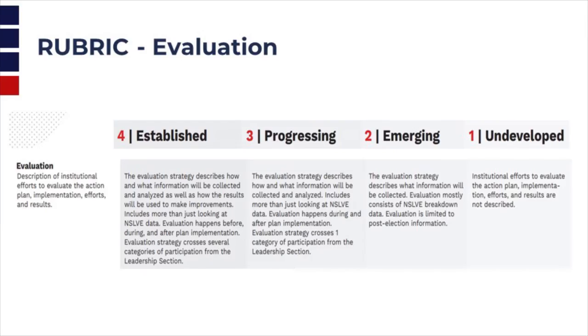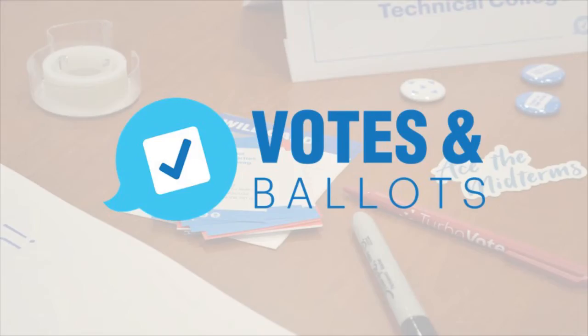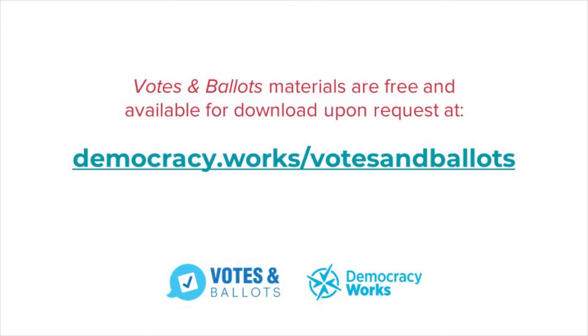So finally, just going back to the rubric for evaluation, we wanted to pull out a little bit about what the evaluation piece looks like if you choose to self-assess your action plan based on the rubric that is in the Strengthening American Democracy Guide. Additionally, there is another tool that you can use as well for your action planning called Votes and Ballots. Votes and Ballots is a gamification of the Strengthening American Democracy Guide that was put together by our partners at Democracy Works in the Maryland Institute College of Art.